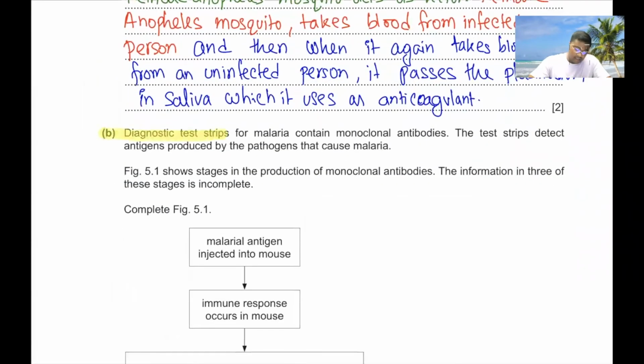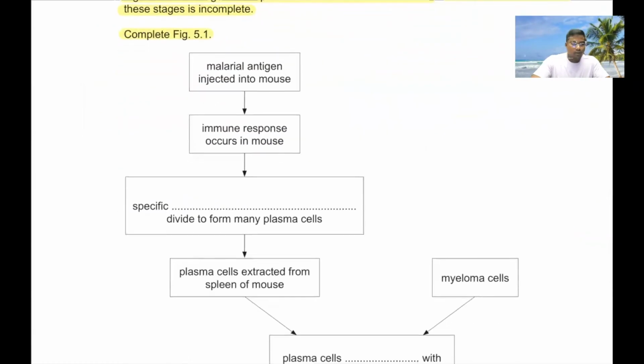Part B. Diagnostic test strips for malaria contain monoclonal antibodies. The test strip detect antigens produced by the pathogens that cause malaria. Figure 5.1 shows stages in the production of monoclonal antibodies. The information in 3 of these stages is incomplete. Complete figure 5.1. Malarial antigens are injected into mouse. Immune response occurs in mouse and specific B lymphocytes divide to form many plasma cells. Obviously, B lymphocyte divides, so it will be B lymphocyte.